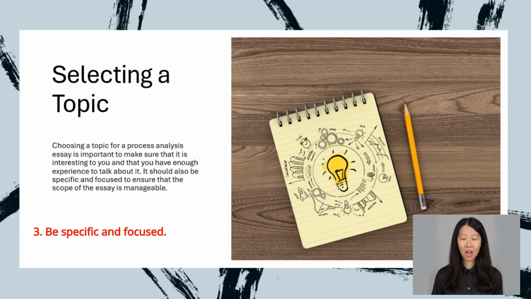Finally, make sure the topic is specific and focused. A well-defined topic ensures that the scope of your essay is manageable. For example, instead of choosing how to cook a meal, narrow it down to how to make homemade lasagna. A focused topic makes your essay more structured and easier to follow.